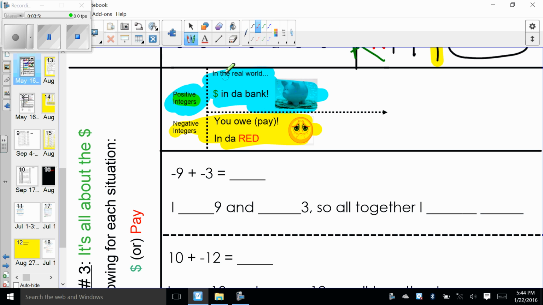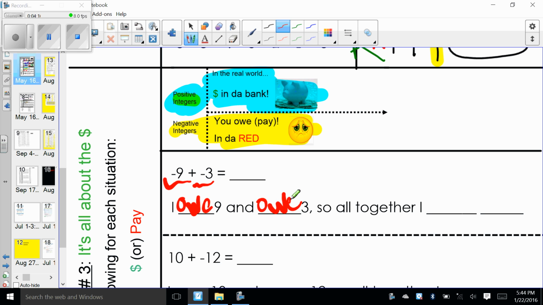So here we go. Our first example is negative 9 plus negative 3. Well, negative 9 is that you owe 9. And negative 3 is I owe 3, because negative numbers I owe, positive numbers I have in the bank. So if I owe 9 and I owe 3, altogether I owe 12. How does that look mathematically? It looks like negative 12. Take a look at that and feel like you are good to go with that.